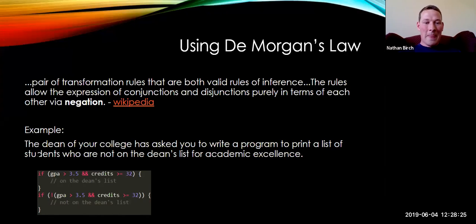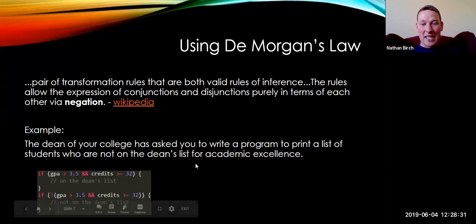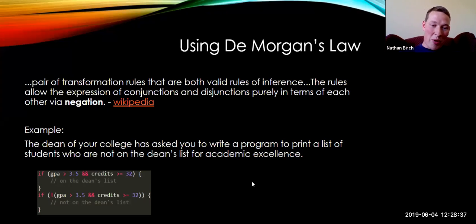So for this example, the dean of your college has asked you to write a program to print a list of students who are not on the dean's list for academic excellence. This first example is if GPA is greater than 3.5 and credits is greater than or equal to 32, then they're on the dean's list. Or I could use negation to see who's not on the dean's list. I could just negate that entire thing and pull out the exact same chunk of data using De Morgan's law. So anytime you hear De Morgan's law, just think about negation to reverse something to produce a very similar output.